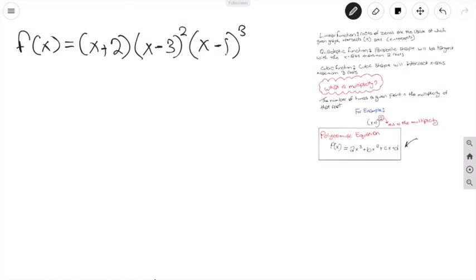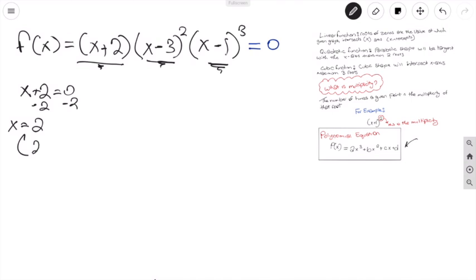Now, imagine if we have this equation equal to 0. We'll have to solve each part alone. We'll have x plus 2 equals 0. We subtract 2 on both sides, and we'll have the first x-intercept, which is negative 2 and 0.